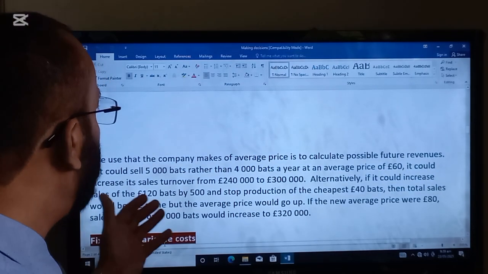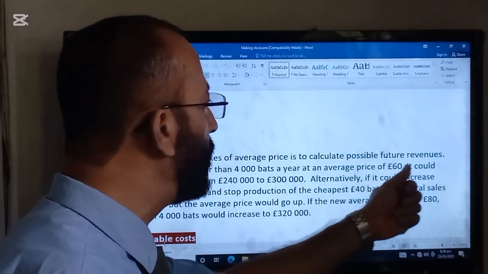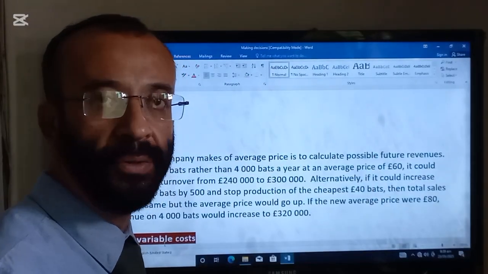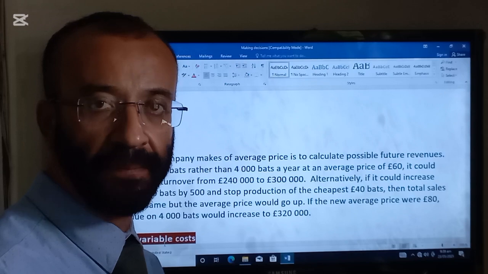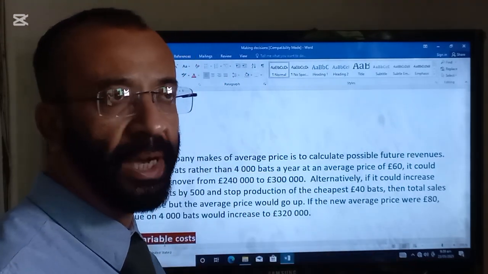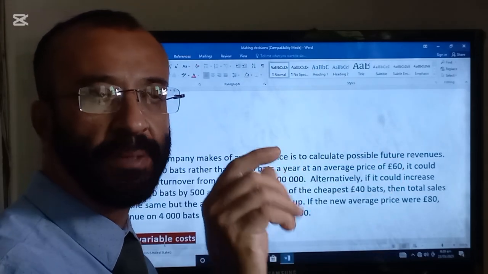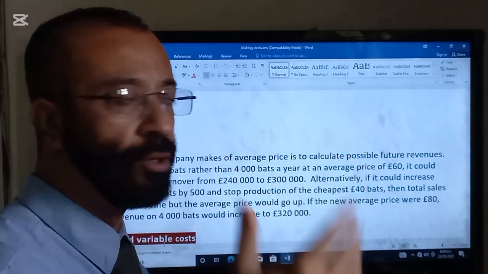One use that the company makes of the average price is to calculate possible future revenues. So if you want to calculate future revenues, this is the best method: find the average price first and then predict how much you can sell in a particular year in the future. Multiplying the average price by the total volume will give you the total turnover.